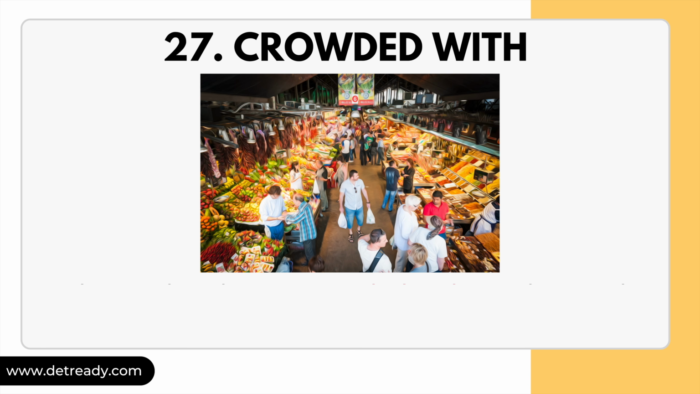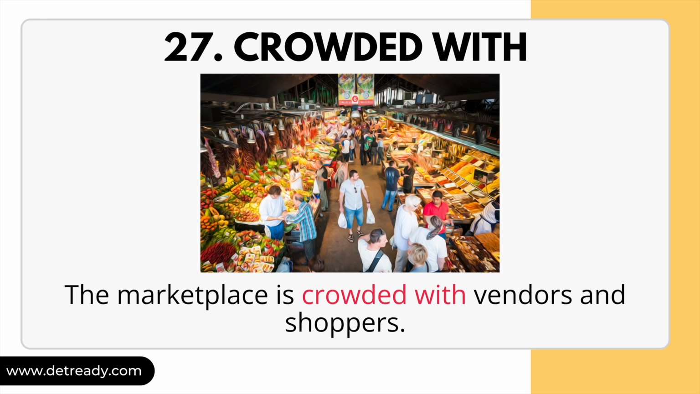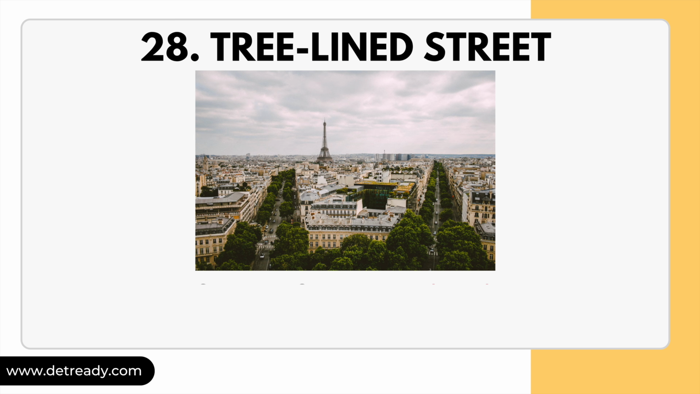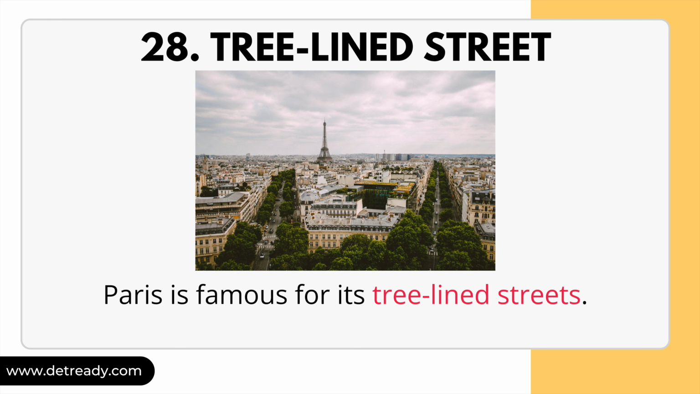When a photo is filled with people or objects, then you can use the collocation crowded with. Just like this photo of a marketplace. The marketplace is crowded with vendors and shoppers. When a road or path is bordered by trees going up and down the street, you can call it a tree-lined street. As you can see in this photo of Paris right here. Paris is famous for its tree-lined streets.